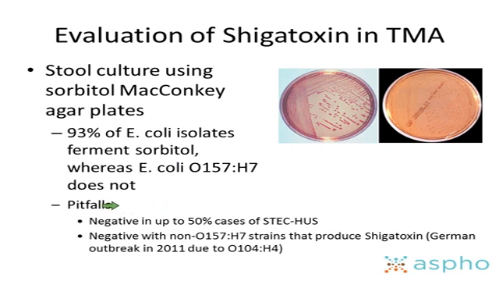Some of the major pitfalls of this approach is that it can be negative in a significant number of patients with Shiga toxin-associated HUS, and that's because this tends to be a latent disease occurring 5 to 7 days after the onset of diarrhea, and so enough of the bacterial load may be shed to where it can't be cultured out. A second significant pitfall is that it can be negative in non-O157:H7 strains that produce Shiga toxin but also ferment sorbitol, and a notable example of this is the serotype that was responsible for the German outbreak in 2011.